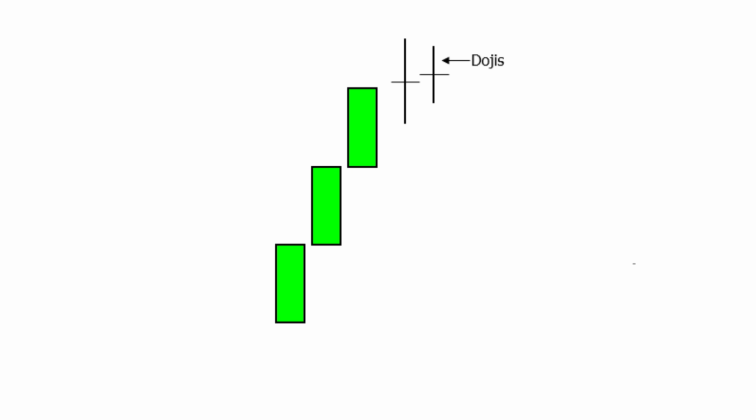The Doji Pattern. A Doji candlestick looks like a cross or a plus sign. Dojis form when price opens and closes at the same level. It represents indecision in the market, a supply-demand equilibrium where neither the bulls nor the bears are winning.